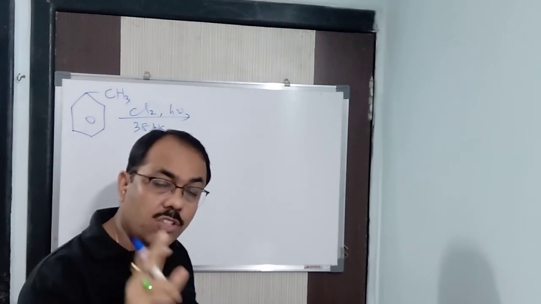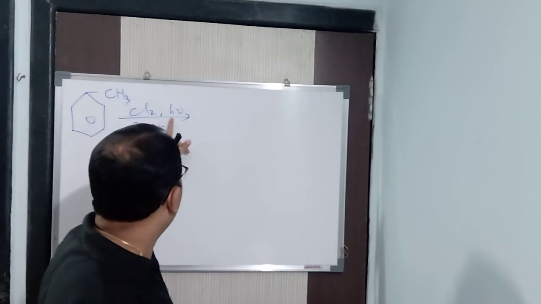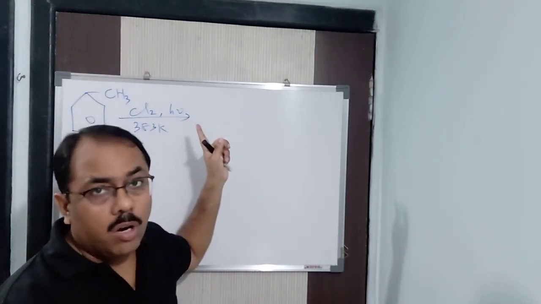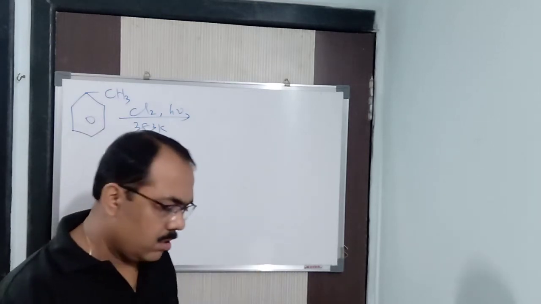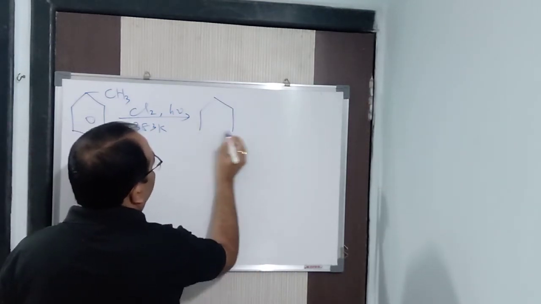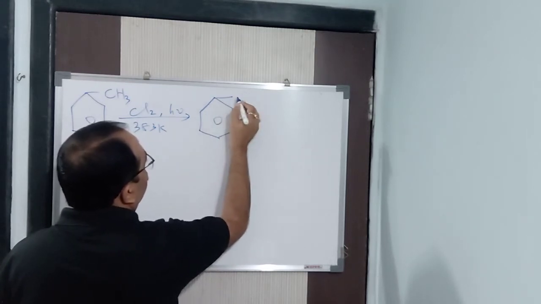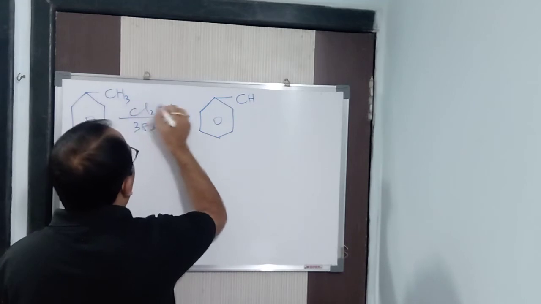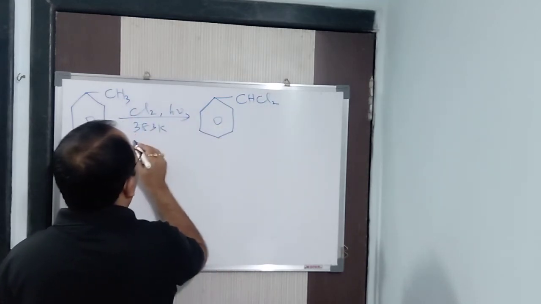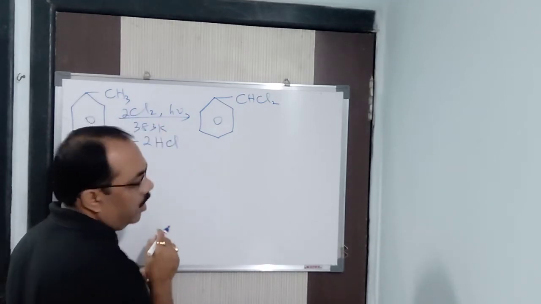So these are the conditions you need to remember. If this condition is not there, the equation is entirely wrong. Got it? Mind it. Clear? I have told you about this earlier also. Now, what I said, the side chain reaction is going to take place instead of the nuclear reaction. So what is that side chain reaction? Two hydrogens will be replaced by two chlorines, and you will be getting 2 HCl. So I have to take here 2 Cl2.